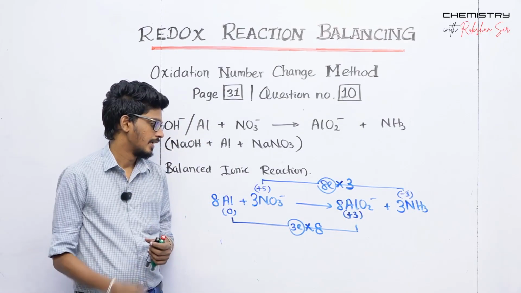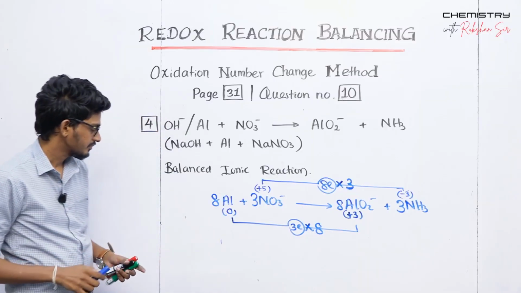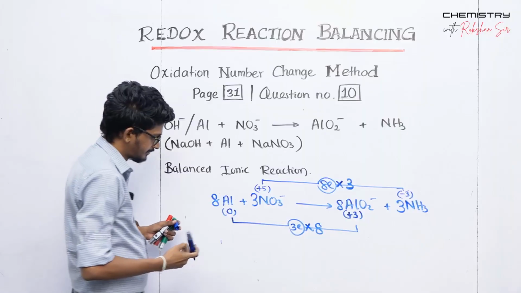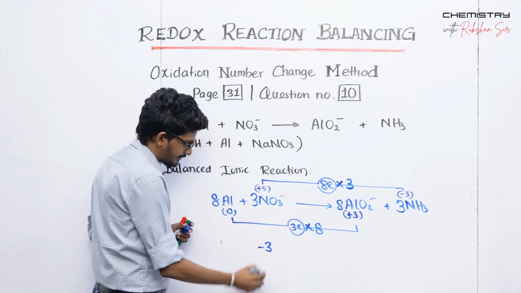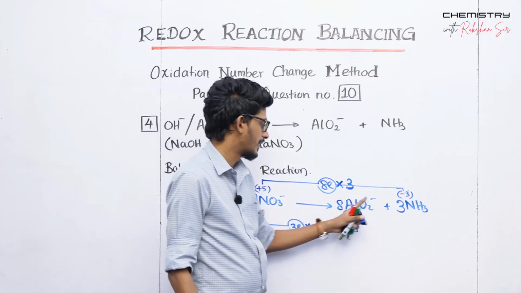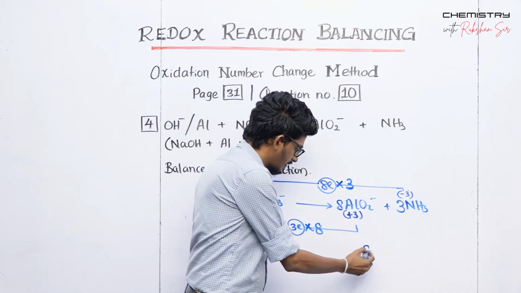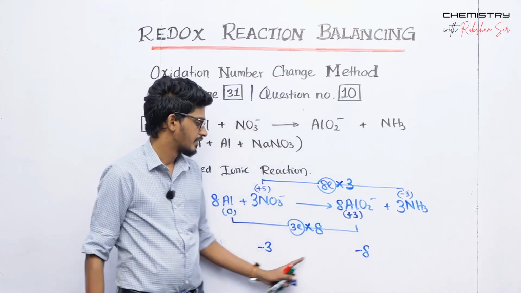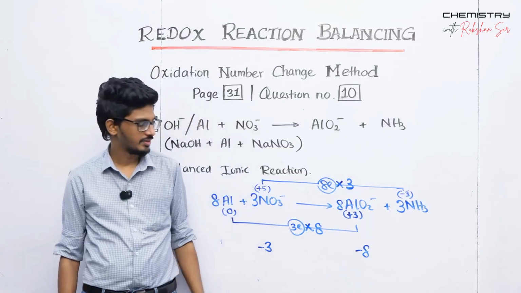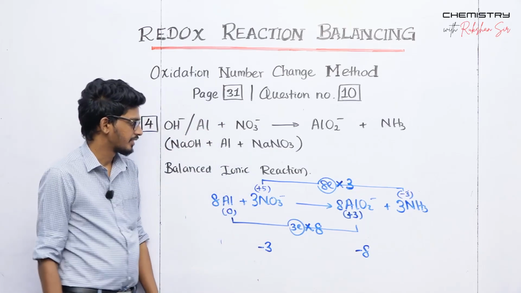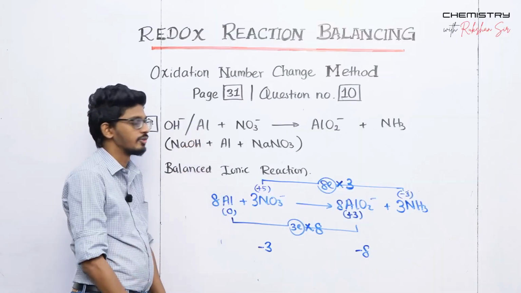Third step, balancing the net charge. 0 here, minus 3 here. So net charge is minus 3 here. Here, minus 8. Here 0. That is minus 8. The difference is 5 units. Difference is 5 units. Right? So you have to use the medium to balance those 5 units. Right? You have OH minus as your medium.